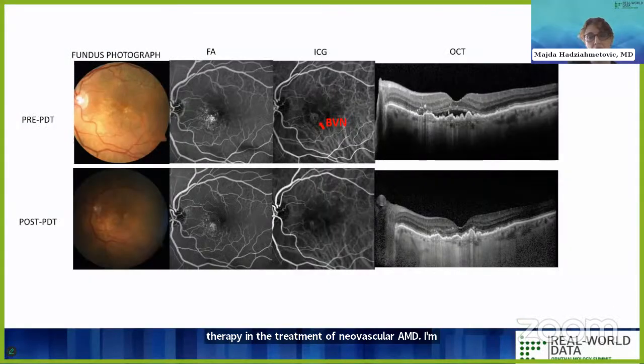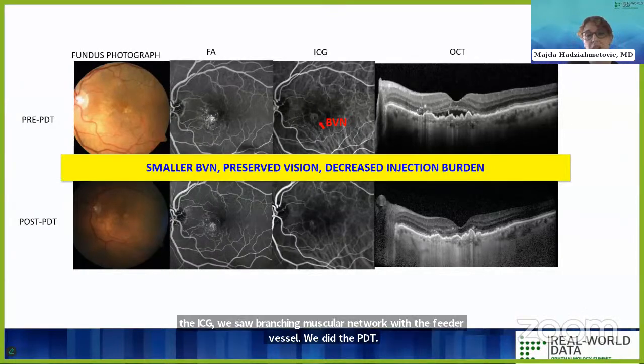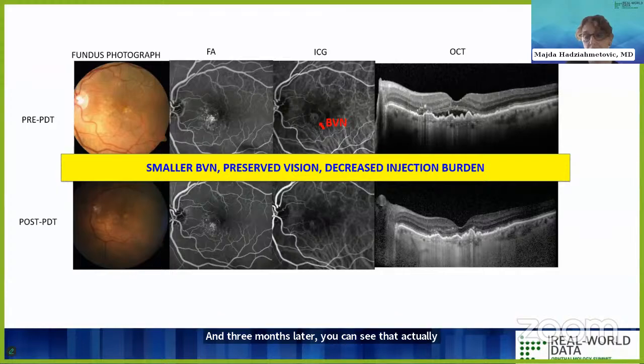This is my patient that we have been following for years, treating every 4 weeks, could not extend, good visual acuity. We did FA and ICG. On the FA, occult leak. On the ICG, we saw a branching vascular network with a feeder vessel. We did the PDT, and 3 months later, you can see that the branching vascular network is getting smaller. There is resolution of the fluid and a more consolidated fibrovascular PED. We preserved vision and decreased injection burden.